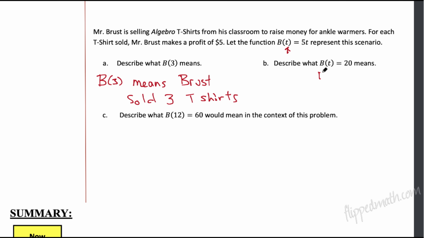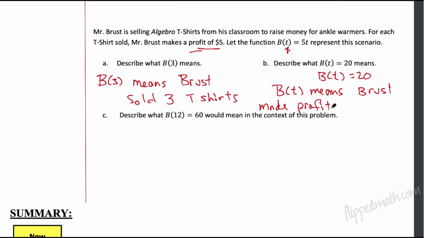Describe what B of t equals 20 means. So in this situation, we don't know what the t is, so we don't know the t-shirts. But we do know the other number. Now, B of t equals 5t, $5 per t-shirt, and that's how many what? That's the profit that he's going to make. So B of t equals 20 means Brust made a profit of $20.